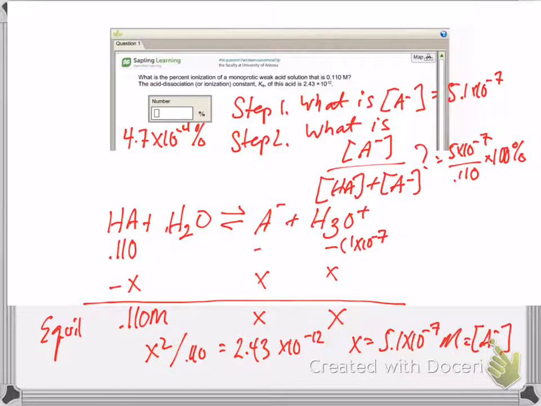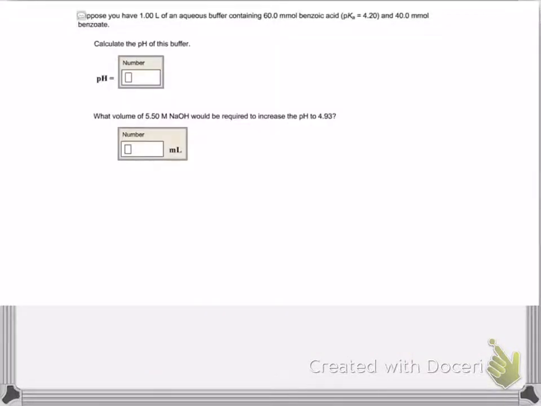Okay. So the next question is going to be about buffers. So here we have what should look more familiar for a buffer, right? We have some amount of millimoles of the acid, some amount of millimoles of the conjugate base. It's not quite 50-50. It's actually 60 millimoles, 60% acid and 40% base. But this still is in the buffer range. And we're asked, what is the pH of this buffer?